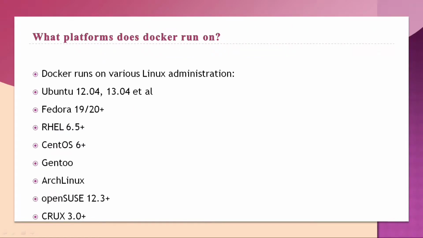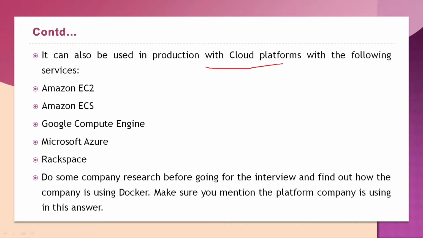Next question, what platforms does Docker run on? Docker can run on various Linux platforms like Ubuntu, Fedora, RHEL, CentOS, and many more. Along with this, it can also run on various cloud platforms like Amazon EC2, Amazon ECS, Google Compute Engine, and Microsoft Azure. This question seems very easy, but it can be tricky. So do some company research before going to the interview, learn on which platforms the company is running Docker, and make sure that you mention that platform in your answer.